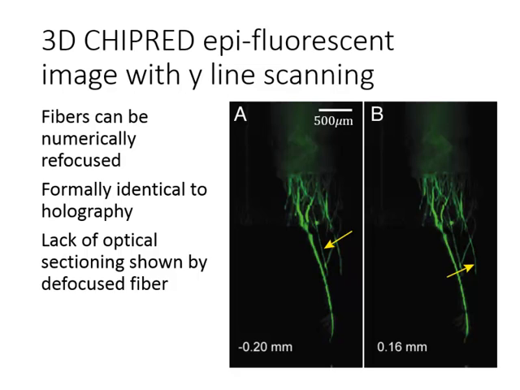This is sample scanned again in the Y dimension because we don't have the full 3D volumetric system up and running yet. But you can see the yellow arrows indicate 2 different fibers. This is cotton fiber stained with a fluorescent dye. And we can numerically refocus either of these 2 fibers, but of course this out of focus fiber is still very clearly visible, which shows that while we have some axial information, we don't have any actual axial sectioning. We don't have Z resolution.